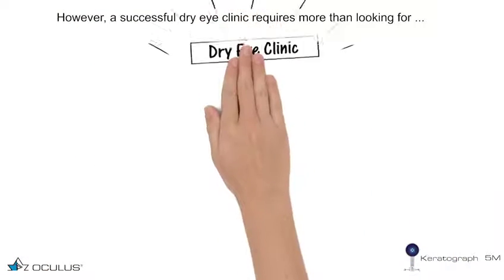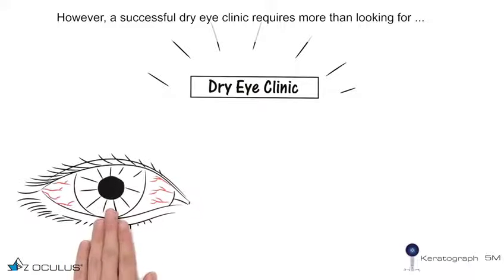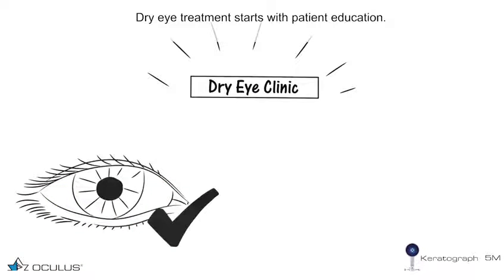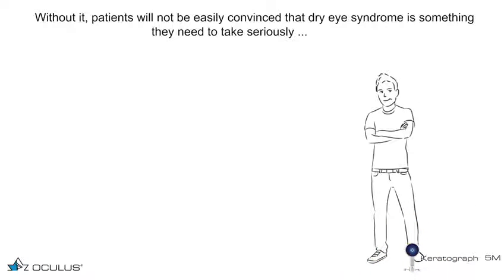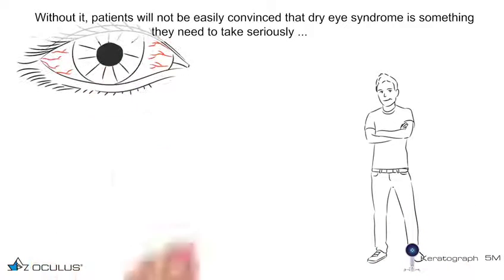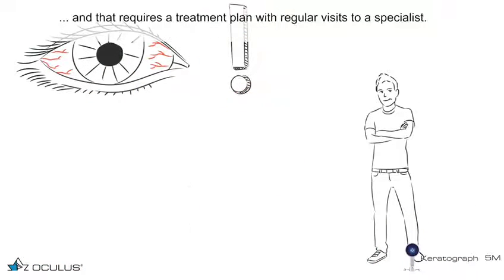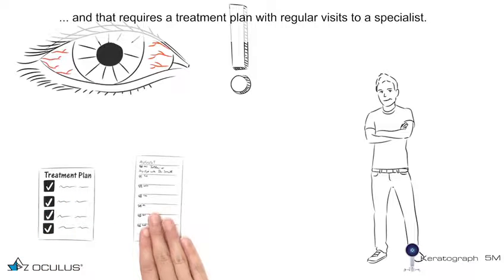However, a successful dry eye clinic requires more than looking for and diagnosing the syndrome. Dry eye treatment starts with patient education. Without it, patients will not be easily convinced that dry eye syndrome is something that they need to take seriously and that requires a treatment plan with regular visits to a specialist.